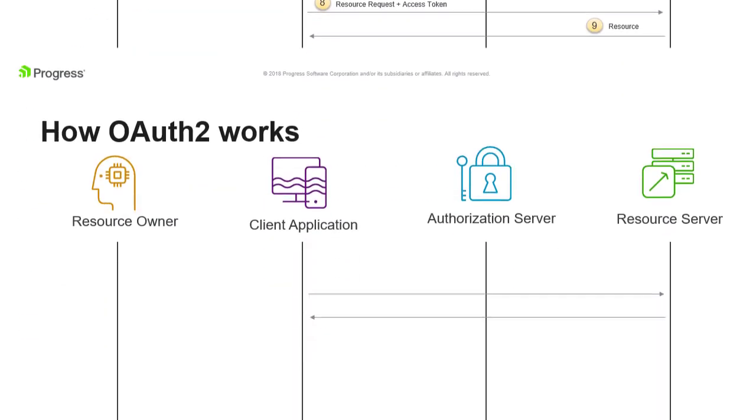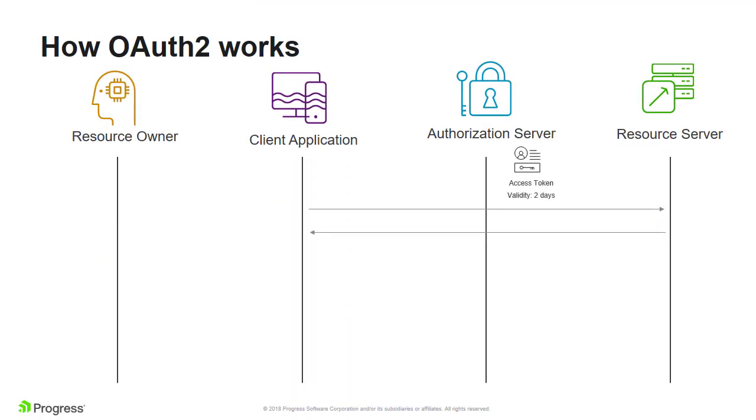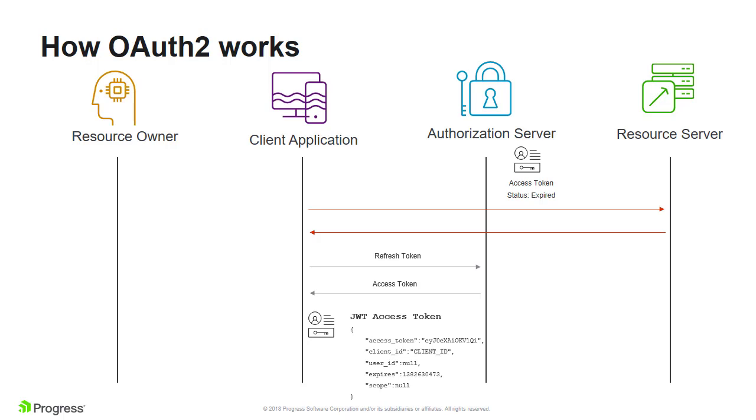Access tokens are typically valid for a specific duration of time. As long as the access token is valid, the client application can continue to access the resource. Each time it sends a request, it needs to include the access token. If the access token expires, the client application must use the refresh token to get a new access token from the authorization server. Typically, the access token is sent as a digitally signed JSON web token that can be validated by the resource server without the need to contact the authorization server.